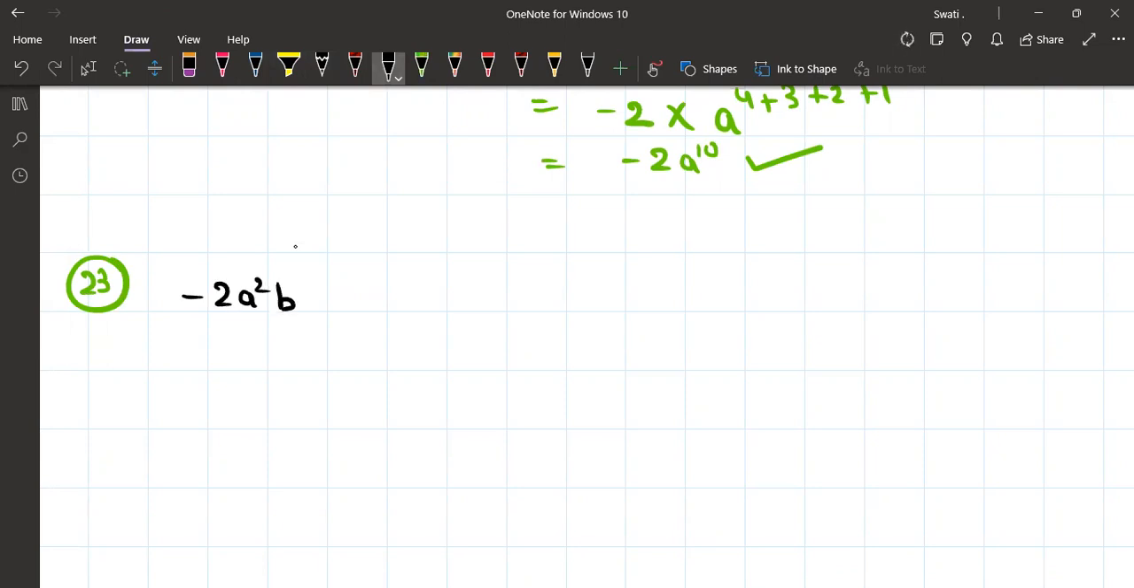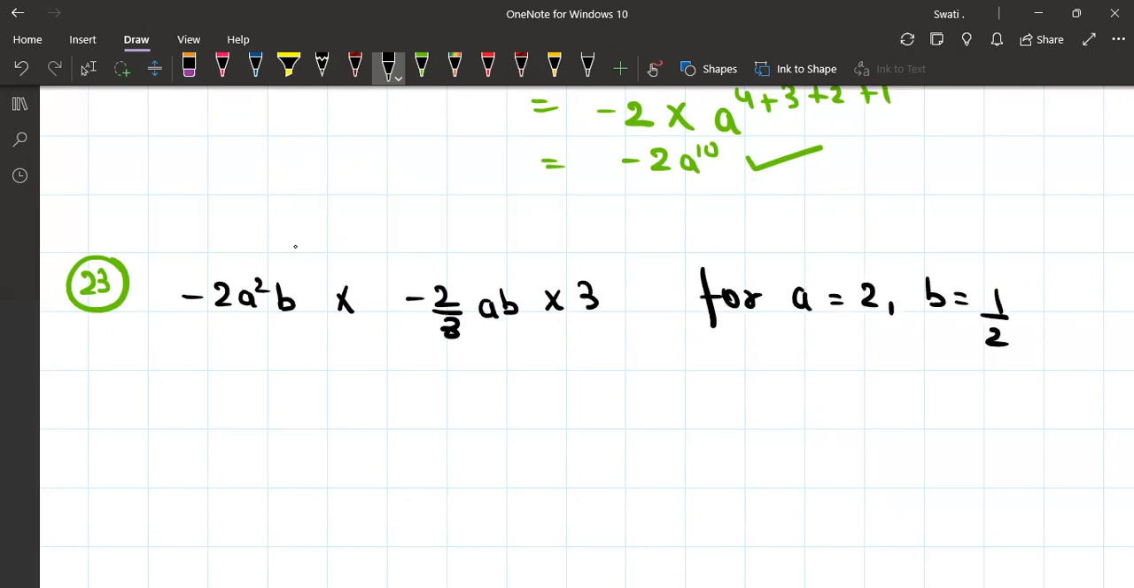We need to multiply minus 2a square b with minus 2 by 3 ab with 3. There is one condition that we need to put also: a equals 2 and b equals half at the end. Okay? So let us simplify this. If I multiply this, of course I'll write down minus 2 times minus 2 by 3 times 3 together, and then I'll write down the other term, that is a square b times ab.